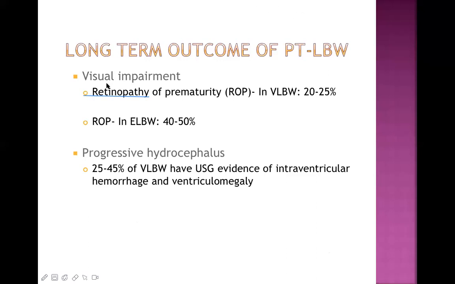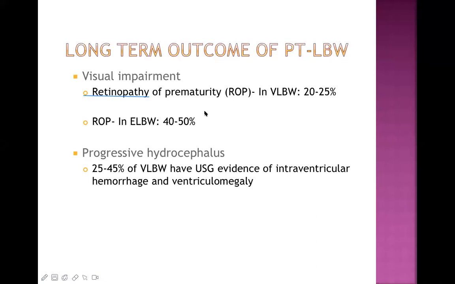Now, even the eye can be damaged. We call that retinopathy of prematurity, ROP. Retinopathy of prematurity, very easy term. In very low birth weight babies, the incidence can reach up to 20 to 25%. This is a very high percentage. One quarter of very low birth weight babies develop that particular problem. But in extremely low birth weight babies, the percentage is almost double, 40 to 50%.